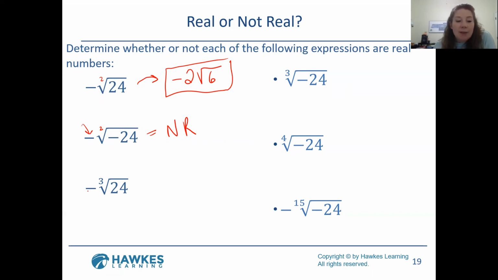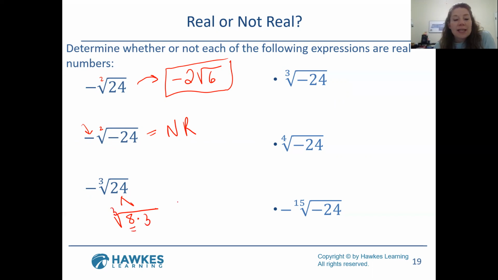Can you find the opposite of a cube root? Yes. This would be, I don't know, I'd have to take the time to do this. I don't even think you can simplify 24, because 2 times 4 times 6. So that, yeah, that would be 8. So this would be basically 8 times 3.